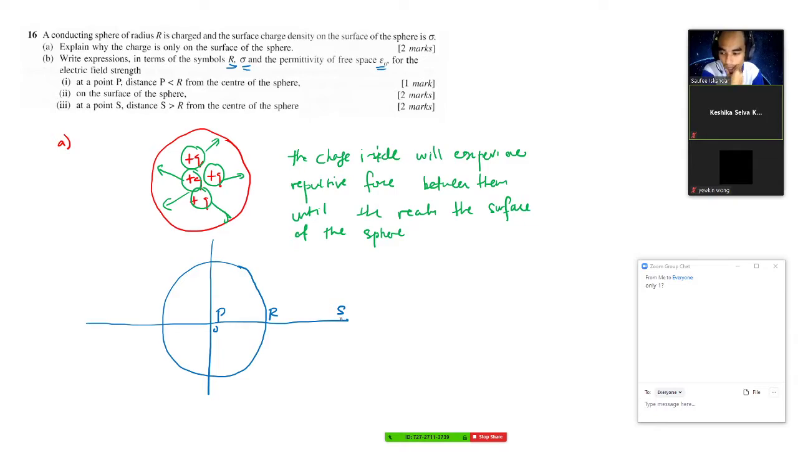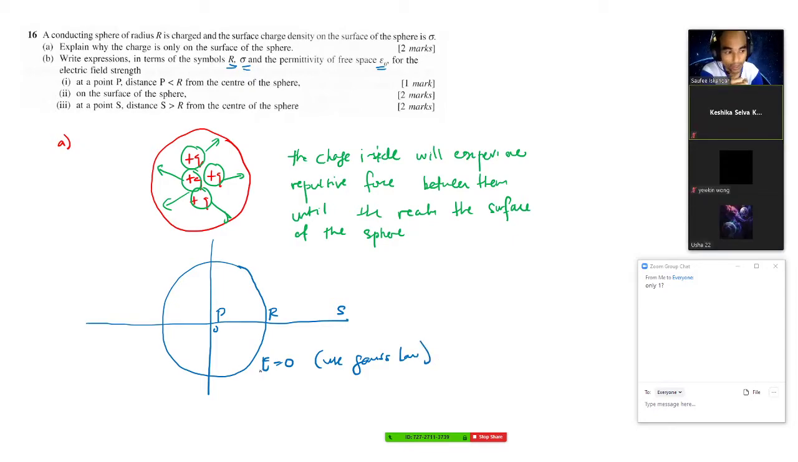At point P, you can use Gauss law to derive it, but actually we have E equals 0. Use Gauss law, E equals 0. And at R, because it is a sphere shape, E equals Q over 4 pi epsilon naught R squared. So this will be the equation.